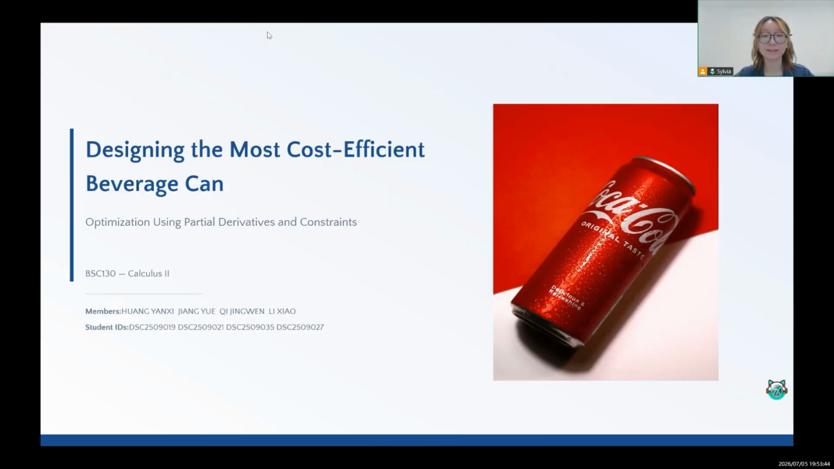Let me introduce my teammates first. Our group has Huang Yanxi, Qi Jianwen, Li Xiao, and me. You can see all our student IDs on this slide. Each of us will explain different parts of our project later.